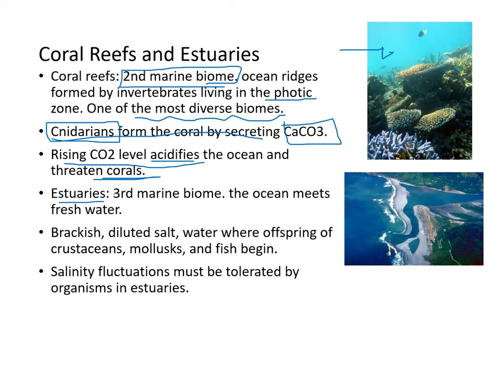And there are the estuaries. This is a third marine biome. And this is where the ocean meets the freshwater. There's the ocean here, and here's a river that's draining into the ocean, and the estuary area is here, and the brackish water is found in this area here. And this is where the offspring of crustaceans, mollusks, and fish begin, and the salinity fluctuation must be tolerated by organisms that live in estuaries.